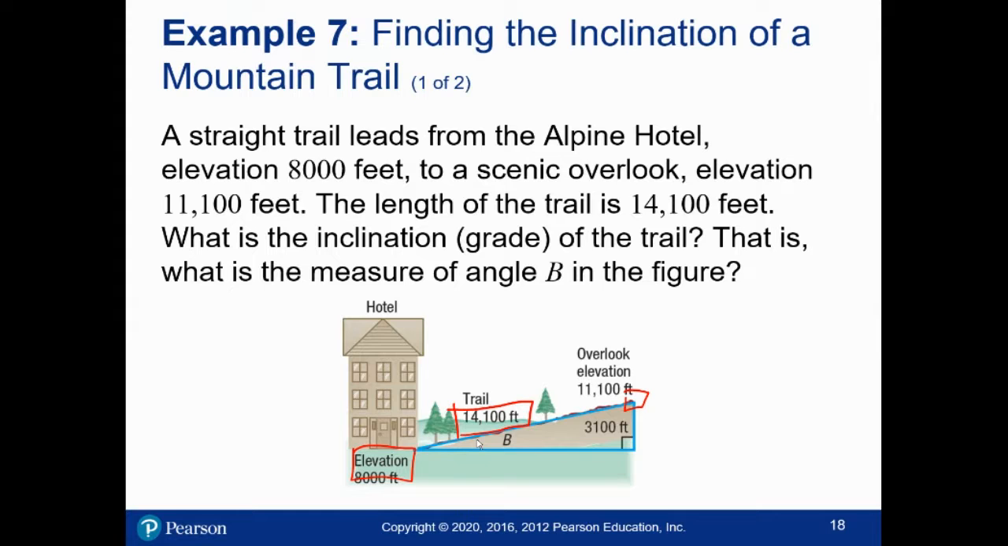When you're writing map guides or something, you really want to know what the steepness of the trail is so that you can indicate how difficult it is. So we go up 3,100 feet because we went from 8,000 to 11,100. And the trail length is the hypotenuse of this triangle, and it's 14,100 feet long. So we now need to solve for this angle B. So we're going to use triangles and trigonometry.